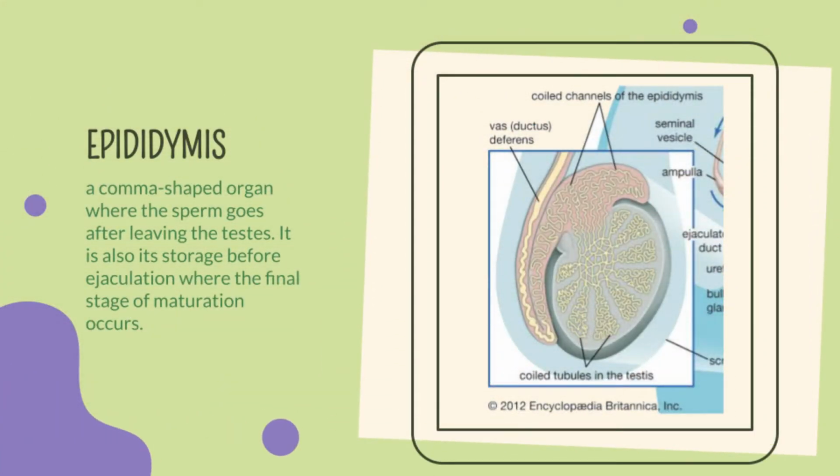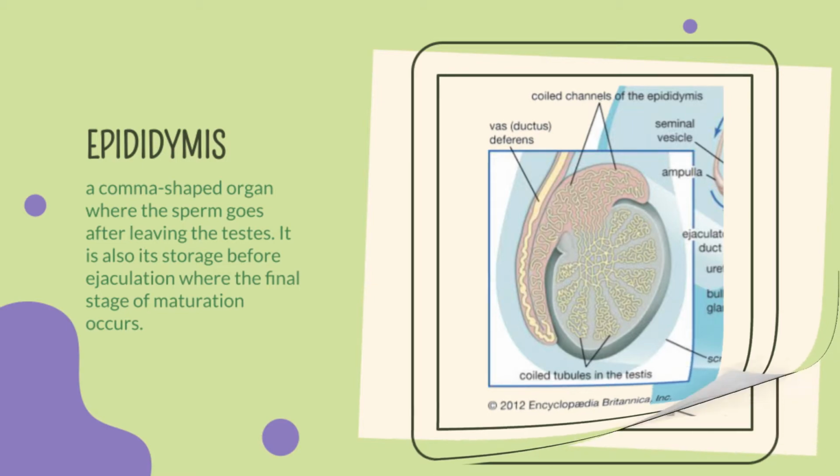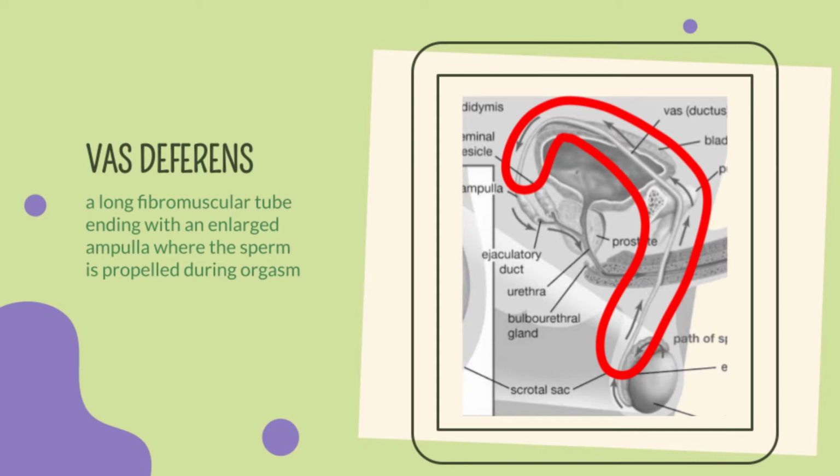The epididymis is a comma-shaped organ. As mentioned, it is where the sperm goes to after leaving the testis. It is also its storage before ejaculation, where the final stage of maturation occurs. Continuous from it is the ductus or vas deferens, a long fibromuscular tube ending with an enlarged ampulla. It is where the sperm is propelled during orgasm by the work of its thick layer of smooth muscles creating peristaltic waves. It is a component of the spermatic cord containing vascular and neural structures supplying the testis.